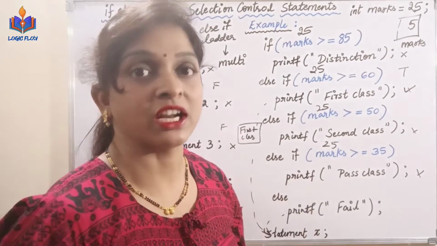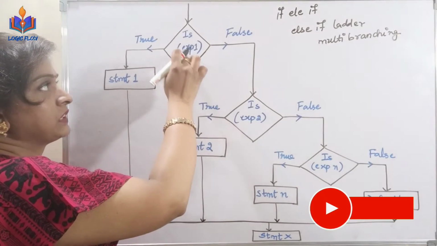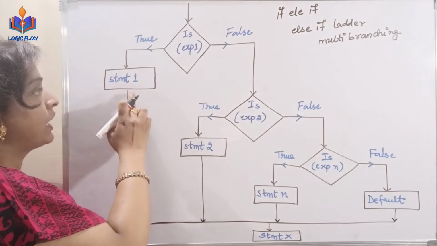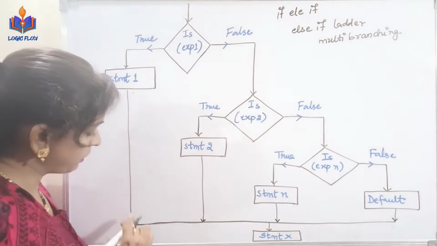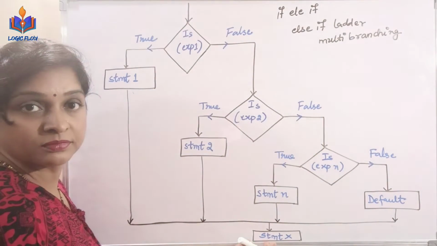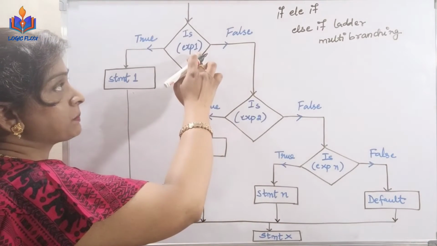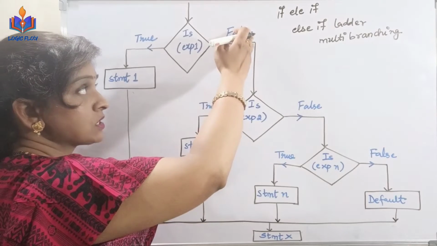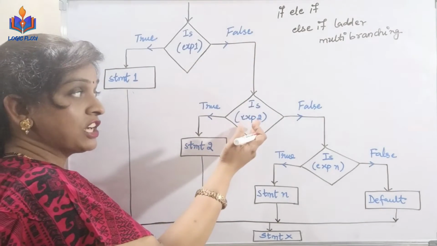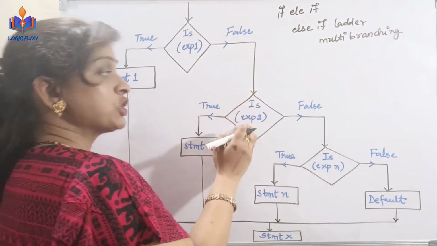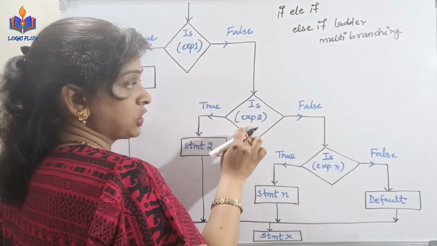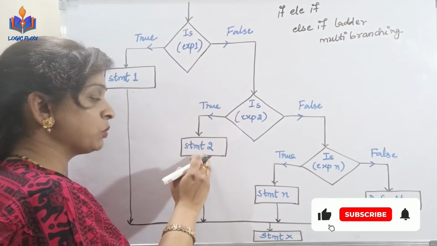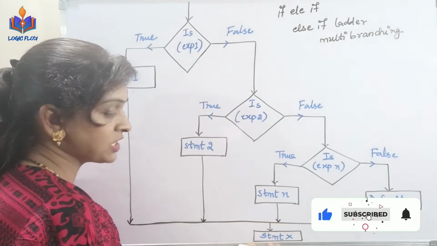So let us see the flow chart now. The expression evaluates as true or false. If true, execute statement 1, then straight away come to statement X. But if the expression evaluates as false, the flow is towards like this. False, come here, check one more condition, say expression 2. If this expression 2 evaluates as true, then execute statement 2, then straight away go to statement X.